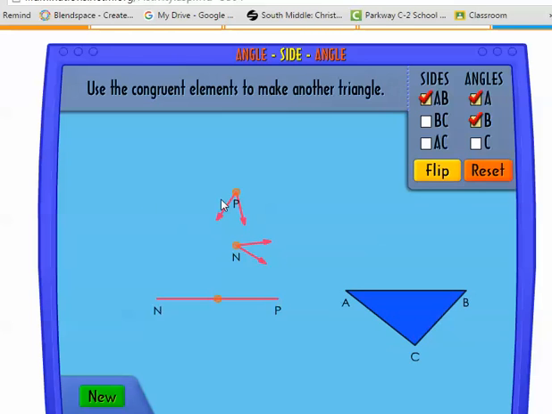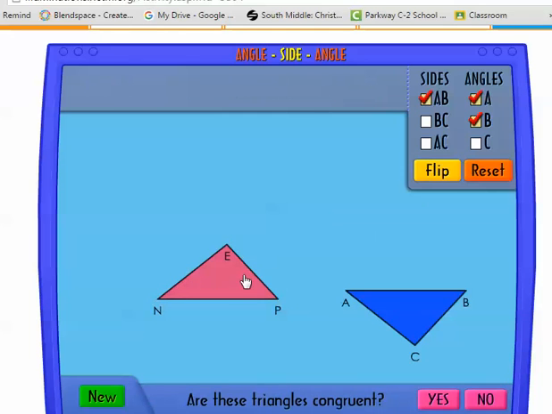And then we're going to take the exact same angle measurement, the exact same side measurement, and try to construct another triangle that is not congruent. But in doing so, we see that we construct a congruent triangle without really trying.